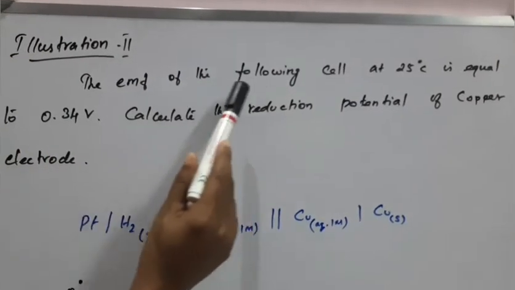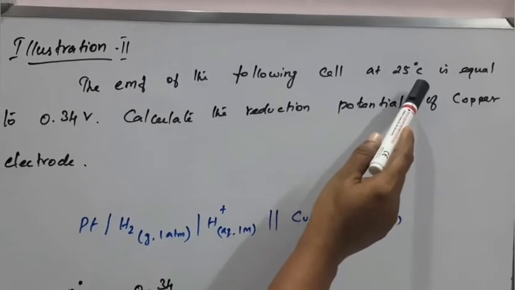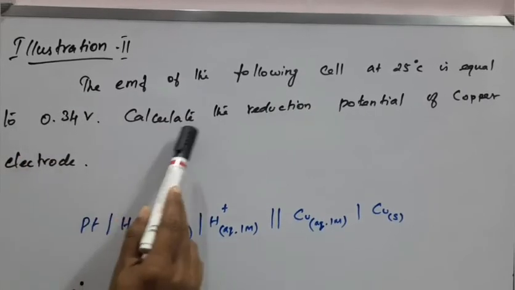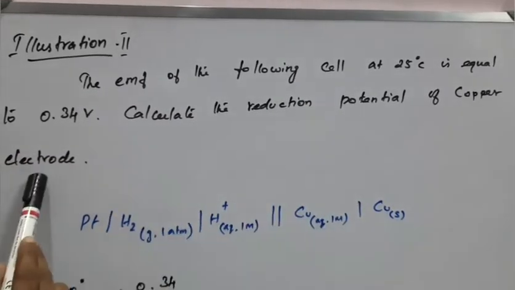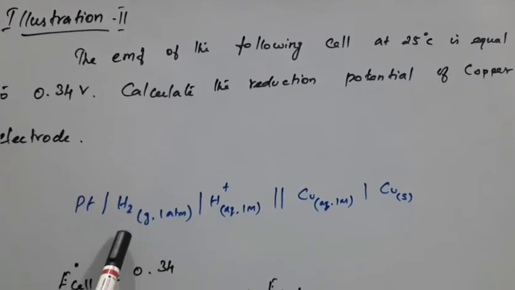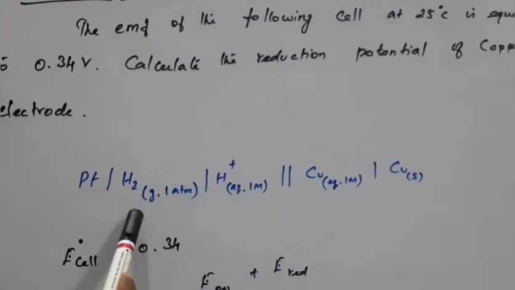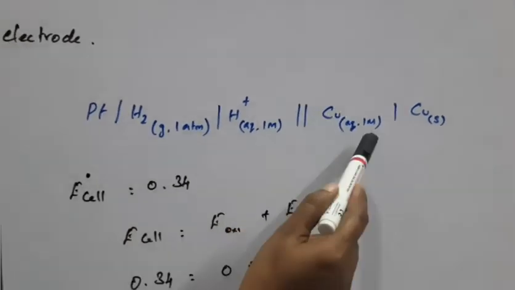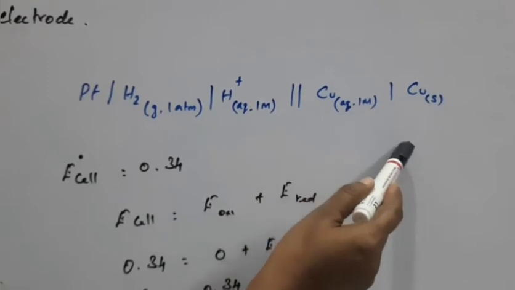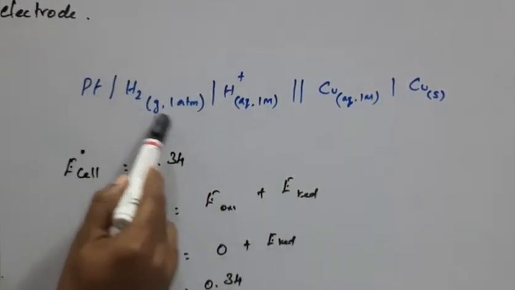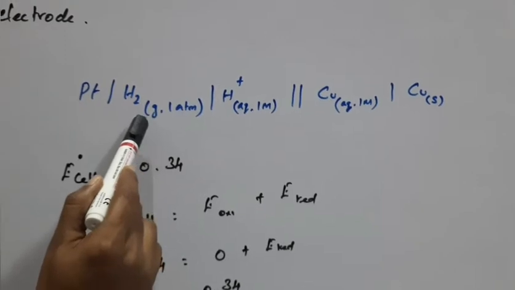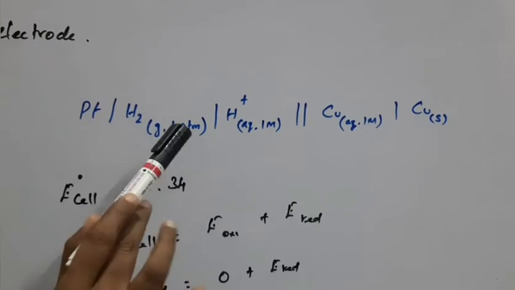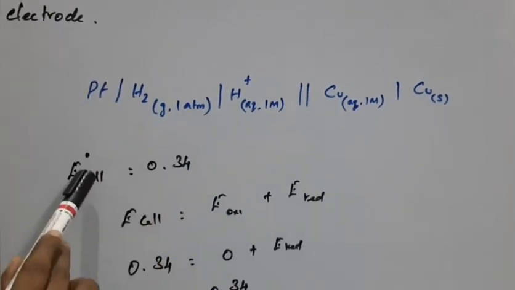Illustration 2. The EMF of the following cell at 25 degrees centigrade is equal to 0.34 volt. This is the E naught value. Calculate the reduction potential of the copper electrode. Here also use the ABC trick: A for the left hand side, anode; the right hand side across the salt bridge is C, cathode. Here the reference electrode is at the anode, so it undergoes oxidation, and its known voltage is 0.